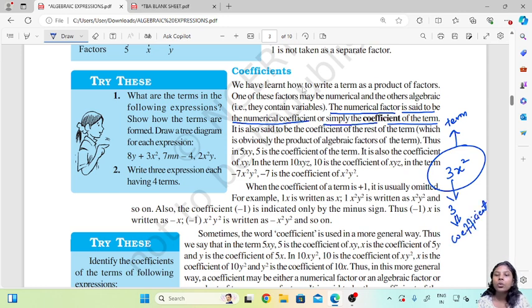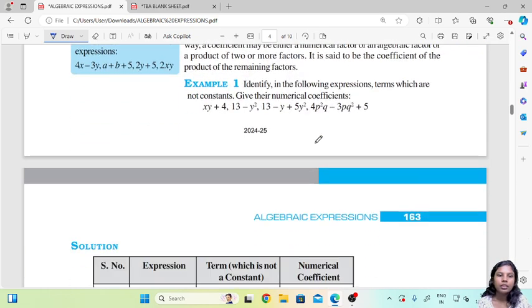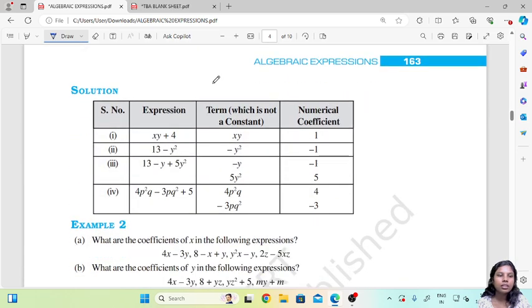Okay. So 3x square is the term, and the numerical factor there, or the numerical coefficient, is 3, and that is the coefficient of the term. Now see, here there are different expressions and they have given simultaneous terms. So here 4xy is the term. Okay. Then we have 13 minus y square. 13 is what? It is the constant.